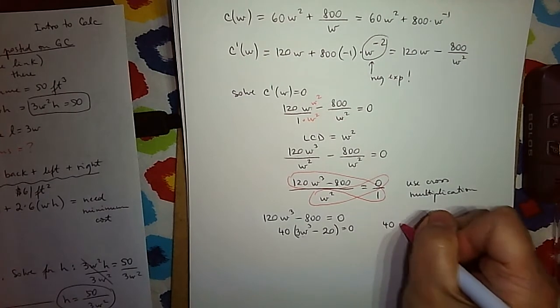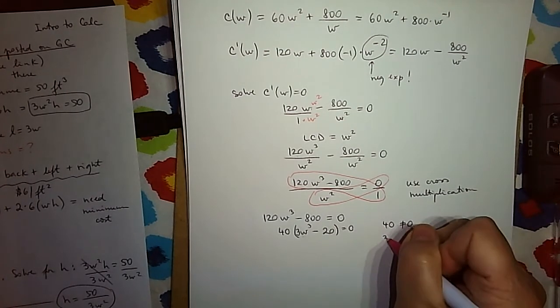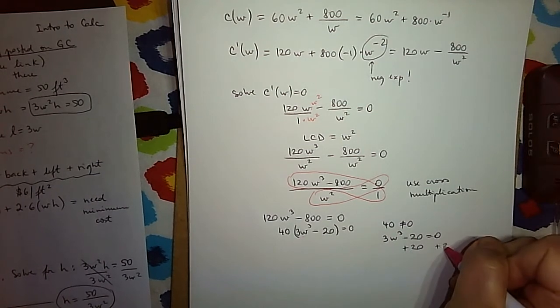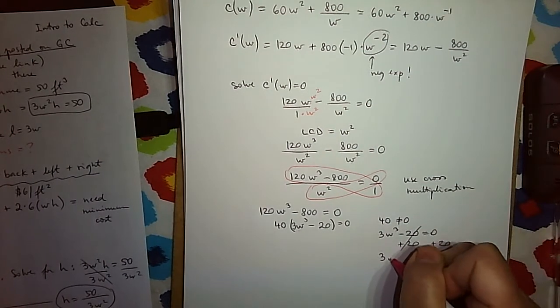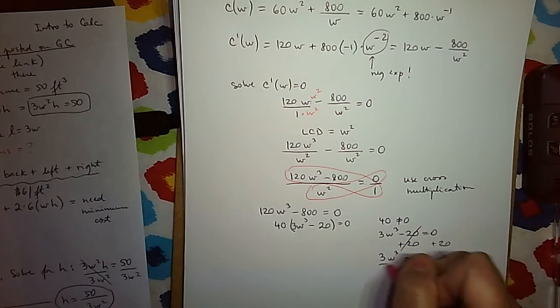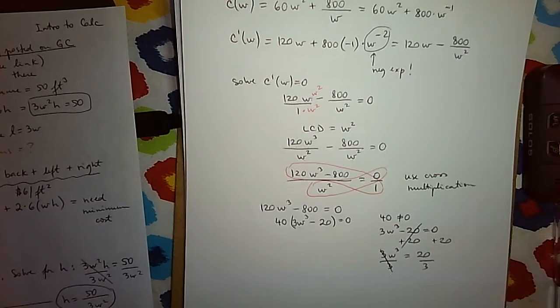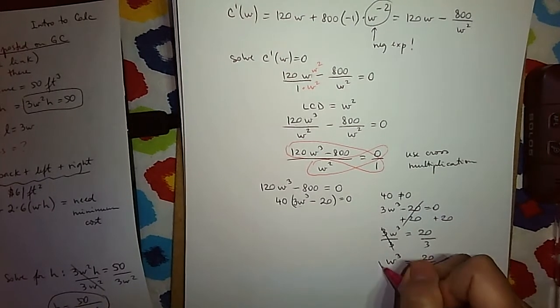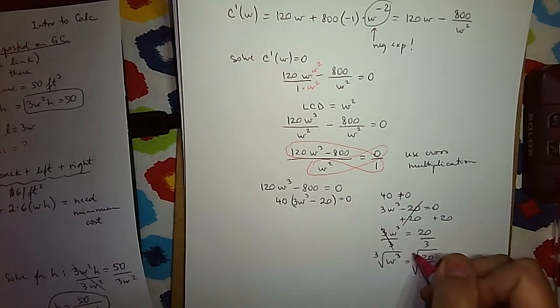So C prime cannot be 0 unless 3w to the third minus 20 equals 0. I'm going to use reverse PEMDAS in this situation. I have 3w to the third equals 20. Divide by 3 on both sides. We get w to the third equals 20 over 3. And then I'm going to go ahead and take a cubic root.